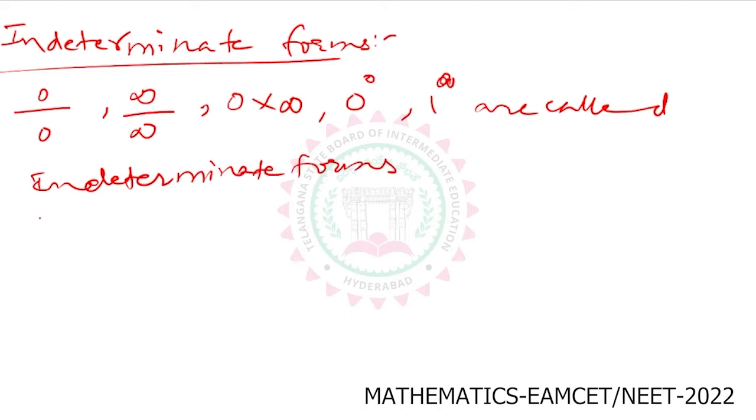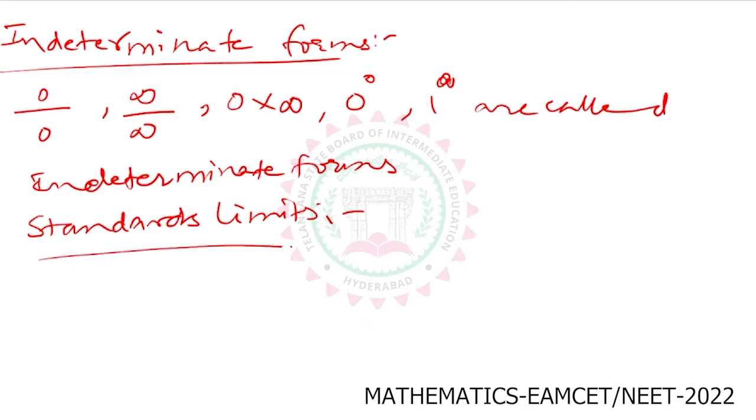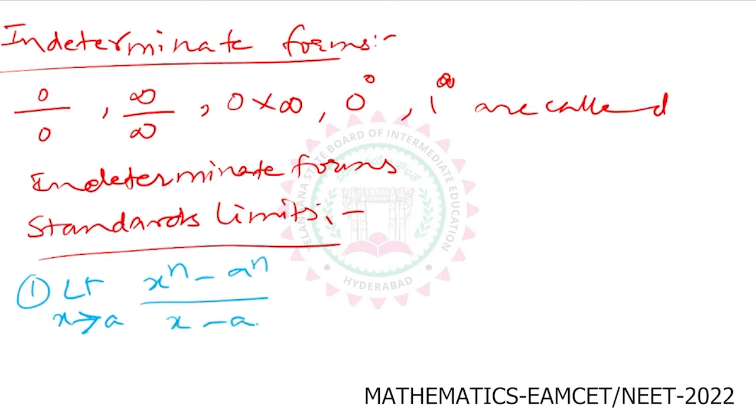Now, then standard limits. You know the formulas of standard limits. What is the first standard limit? This is a very important formula. Limit x tending to a of (x power n minus a power n) divided by (x minus a) is equal to n a to the power n minus 1. This is just a basic fundamental formula.